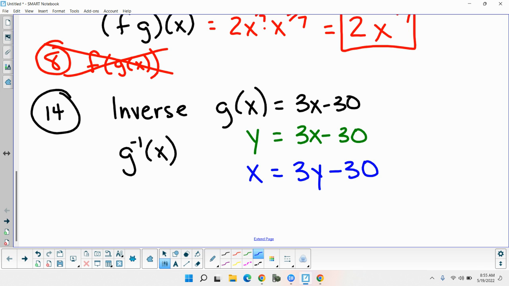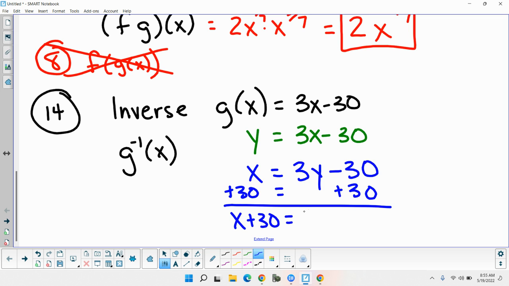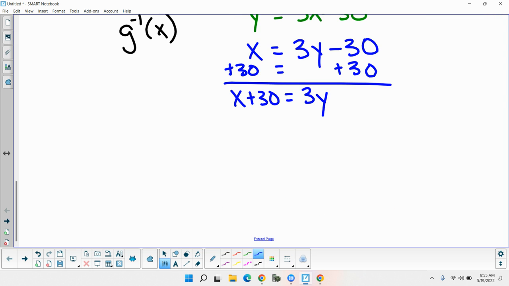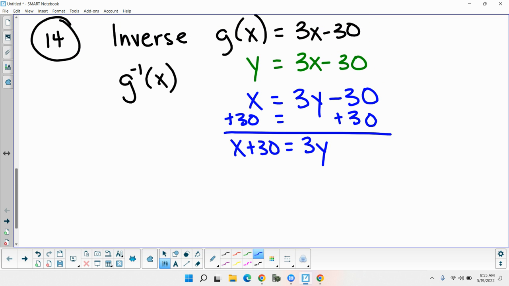All right, so I'm going to add 30 first to get y by itself. So x plus 30 is just that, x plus 30. They're not like terms, right? All right, and then what do I do to get y alone? Divide by 3. So you can leave it like that if you want. Okay, this is okay.